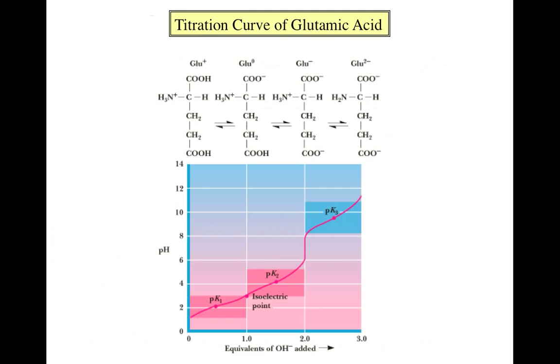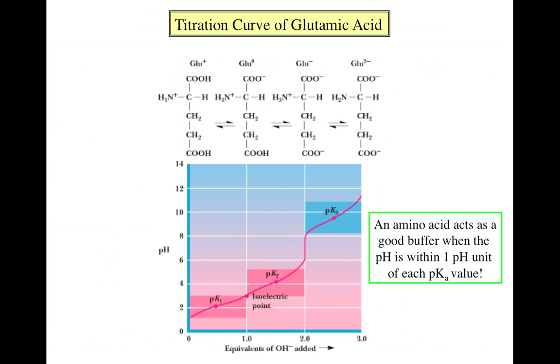Given that each point when the curve is flat indicates a good buffering zone, what general rule can you make about the number of ionizable groups and the number of buffering zones? In general, there is a buffering zone within 1 pH unit for each pK value of an amino acid.